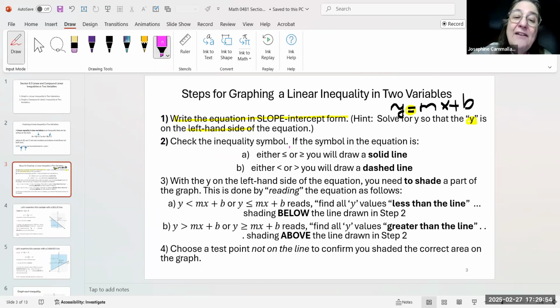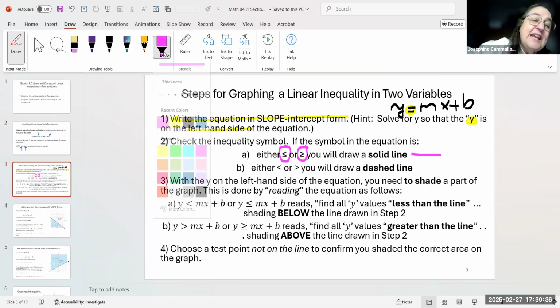If you have a line underneath the inequality in the equation or the original problem, you're going to draw a solid line. This is going to separate our coordinate plane into two parts, a top and a bottom, a right or a left. But that solid line is also saying that any ordered pair on that line is going to make the inequality true.